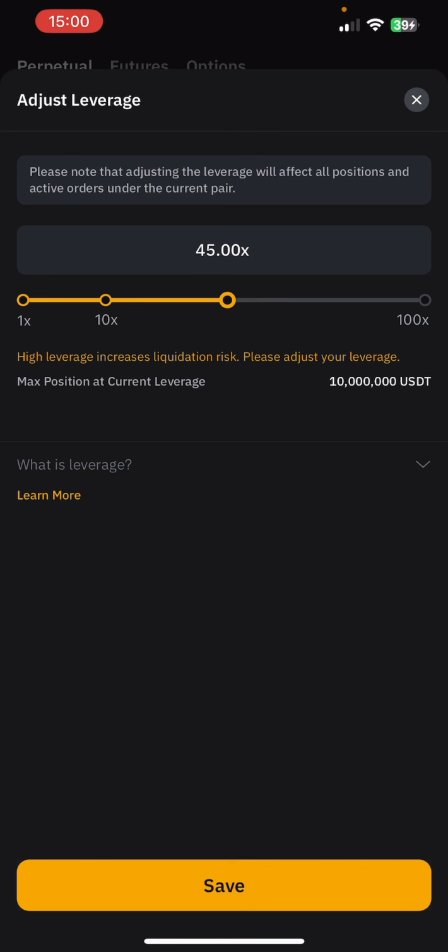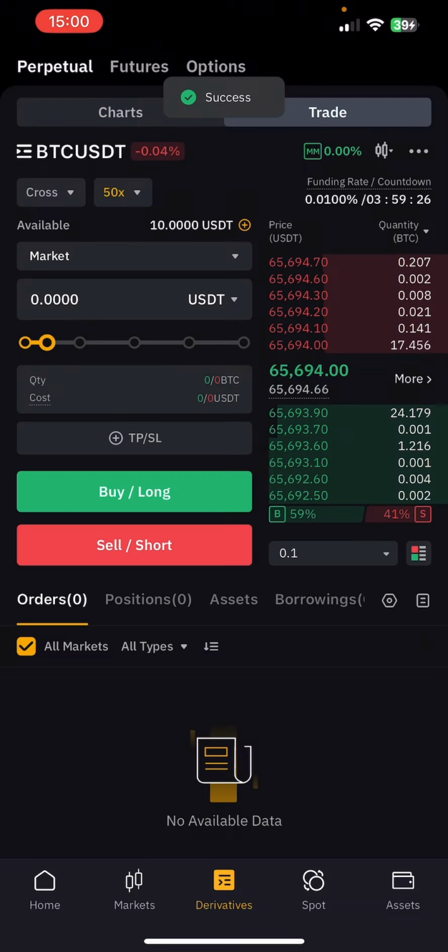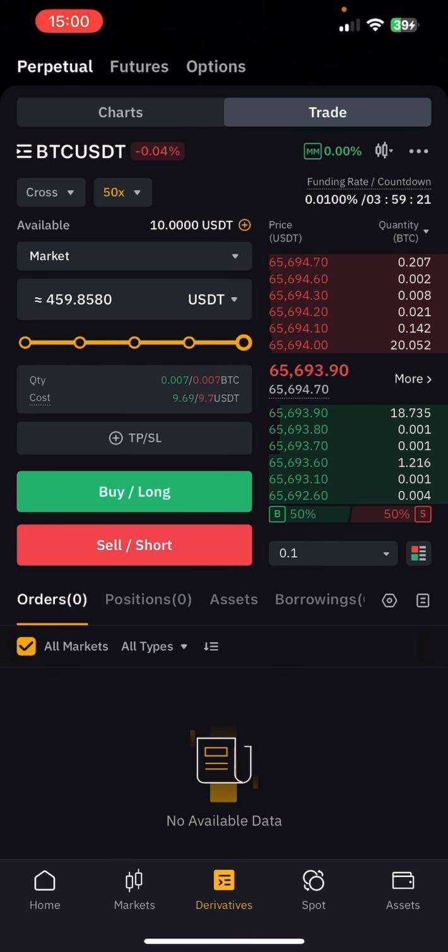So let's even say we want to take 50. Just pay attention to this, and I'll take you to the next app to show you something. Let's say you want to take 50x leverage. That is going to be your money times 50. Now let's say you want to open a position.